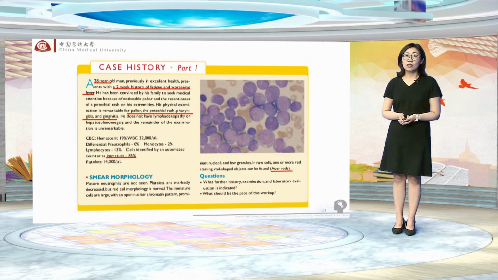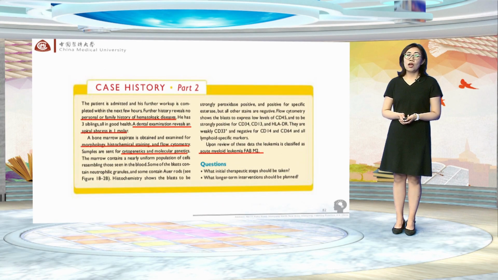Let's think about what further history, examination, and laboratory evaluation is indicated, and what should be the pace of this workup. From the above examination, the patient may have hematologic disease with a high probability of leukemia, and should be admitted to hospital immediately. And next, we need to know his personal and family history.